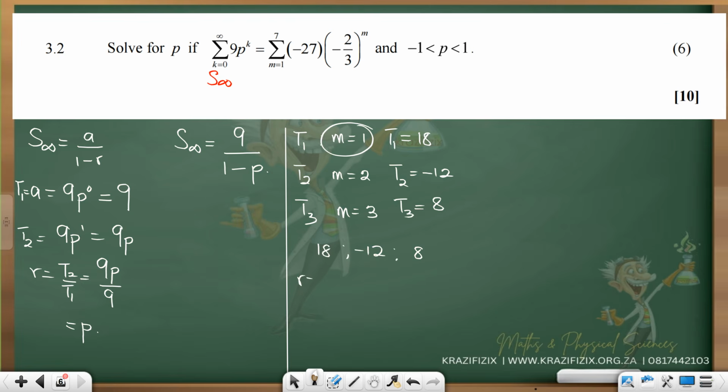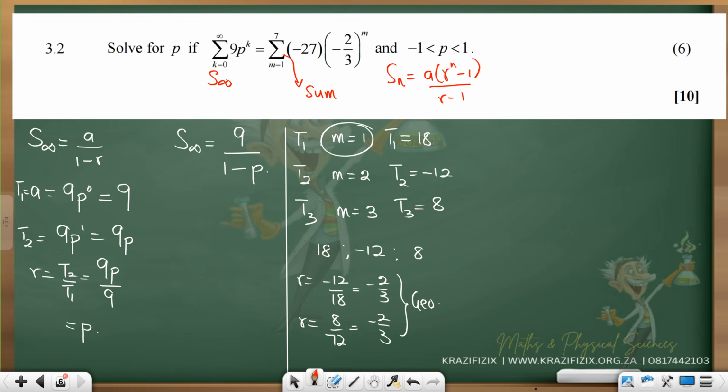If it's geometric, what is my ratio? Negative 12 over 18. What would that give us? Okay, what about T3 over T2? Oh, so we have confirmed it's a geometric. By the way, what does this thing mean? Sum. And what is the sum of a geometric formula? The formula is there, right? What is it? Sn equals A times r to the power n minus 1 over what? The question now is, how many terms do we have?